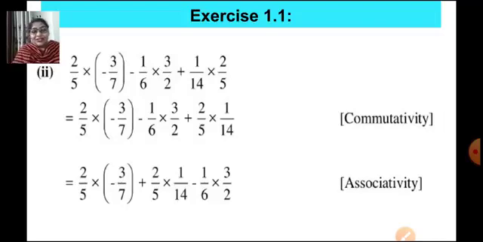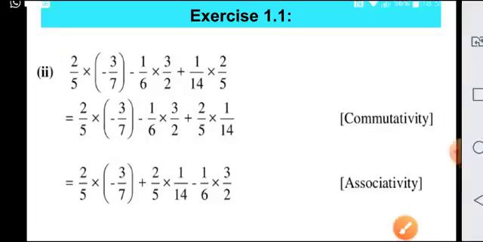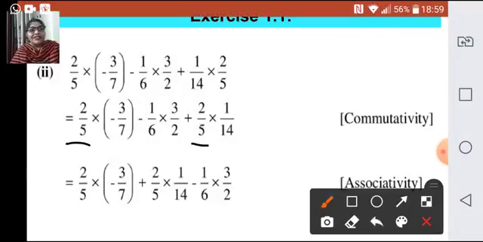Moving ahead, children, similar way we will solve the second one also using the properties. So it is 2 upon 5 multiplied by negative 3 upon 7 minus 1 upon 6 multiplied by 3 upon 2 plus 1 upon 14 multiplied by 2 by 5. Now what you can see here, children, is 2 upon 5, I can see common, right? So let us first concentrate on that. Let us rearrange our terms, right?